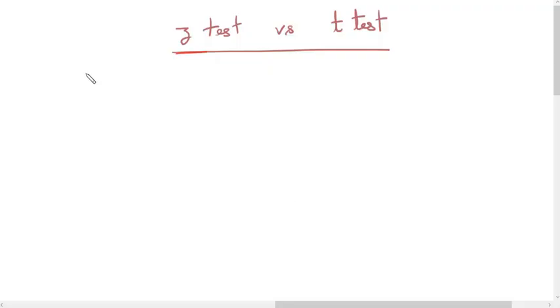Similar to z-test, we have another test called the t-test. In this video, we will talk about the differences between z-test and t-test.